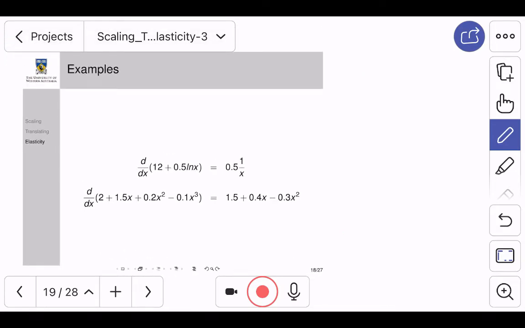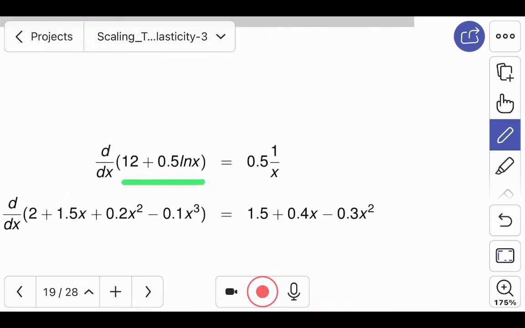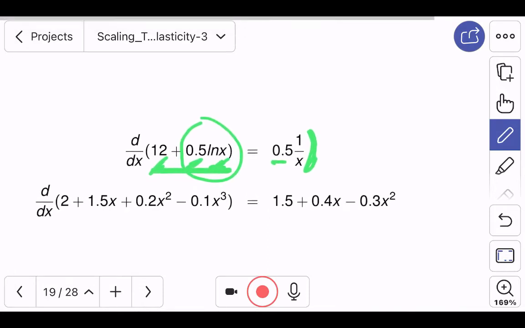So this is my expression. I want to take the derivative with respect to x. Of course, 12 is a constant, so it will disappear because it doesn't change with x. It's just a constant. But this one, now what I have is a multiplier 0.5, but I have log of x, so it's going to become 0.5 times 1 over x because the derivative of log of x with respect to x is 1 over x.